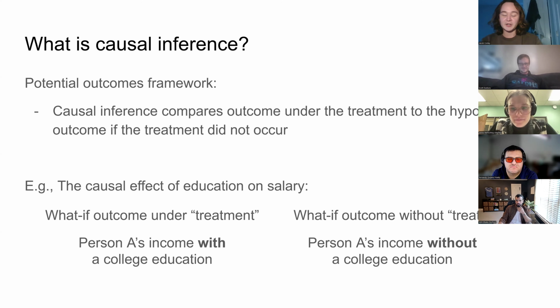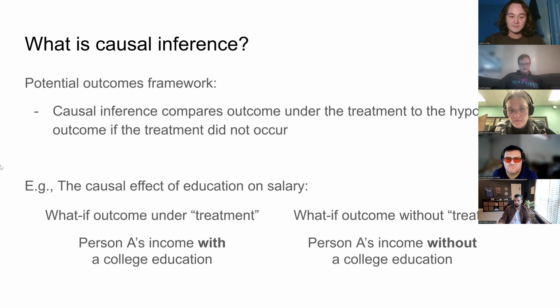One of the primary ways that people think through causal inference and causality is what we call the potential outcomes framework. In this framework, causal inference compares what actually happened to what would have happened under different circumstances. For instance, the effect of education on salary. Ideally, we'd want to know how much someone earns with a college degree compared to how much that exact same person would have earned without one, right? So we have our treatment variable, education, and our outcome, salary. We want to know what is the effect of education on future earnings.